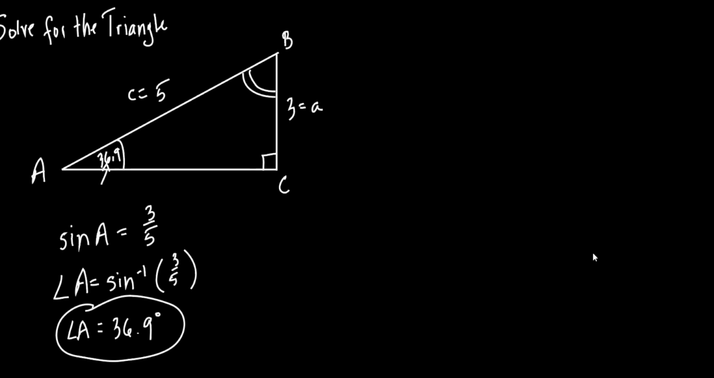So I could just do what? 90 minus 36.9. And then you get 53.1. Okay, but that might be okay. Let's find it a different way. Remember I said there's 2 ways to do this? That'd be the easiest way for sure.